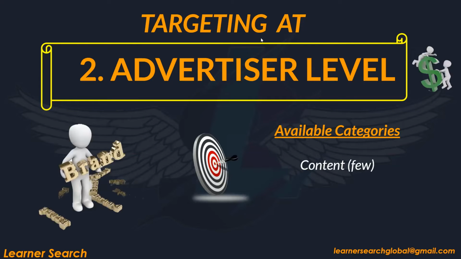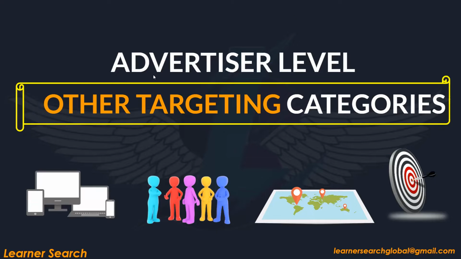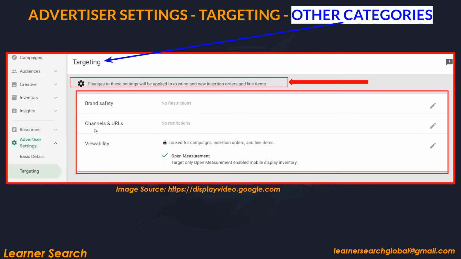How targeting works at advertiser level. Available categories are only content. So there is no audience, technology or inventory source targeting. Only the content category is available, and in that only a few options are available. Since inventory source targeting is not available, we are not discussing that. We shall look into the other targeting categories. So these are the main targeting categories available.